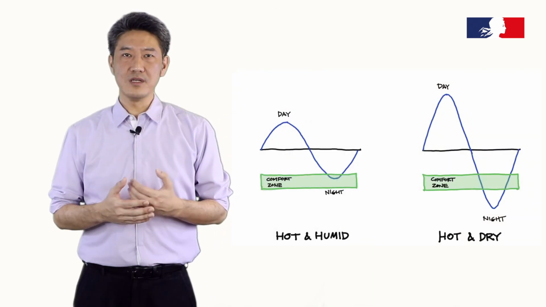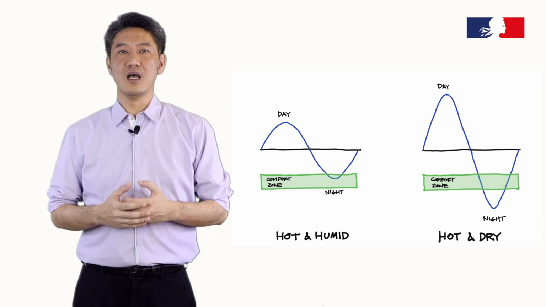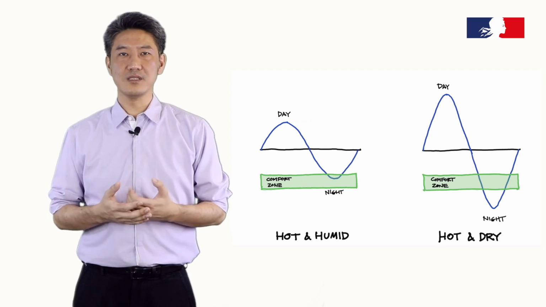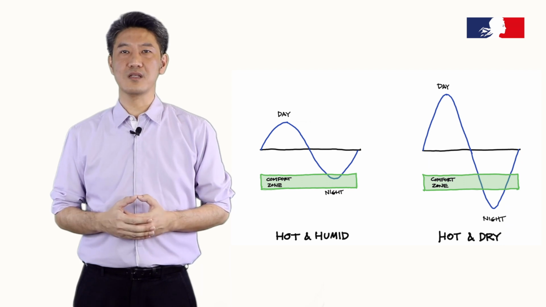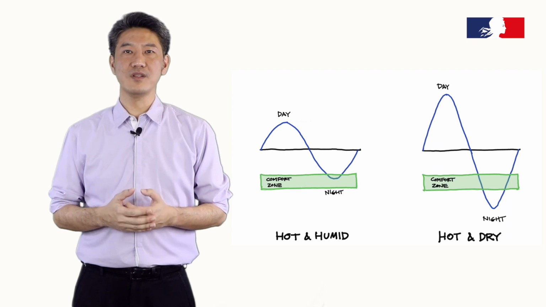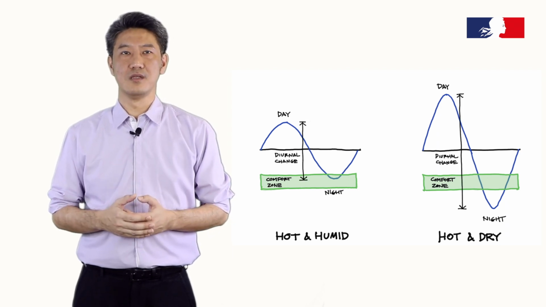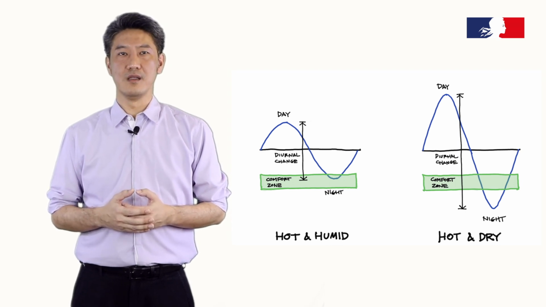Next, let's focus its application in tropical zones. The temperature profiles of either hot and humid or hot and dry climates are normally beyond the comfort zone. The temperatures in hot and dry climates swing more than those in hot and humid climates due to less moisture in the air and less cloud in the sky. We call this swing diurnal change. In general, both climates need cooling.